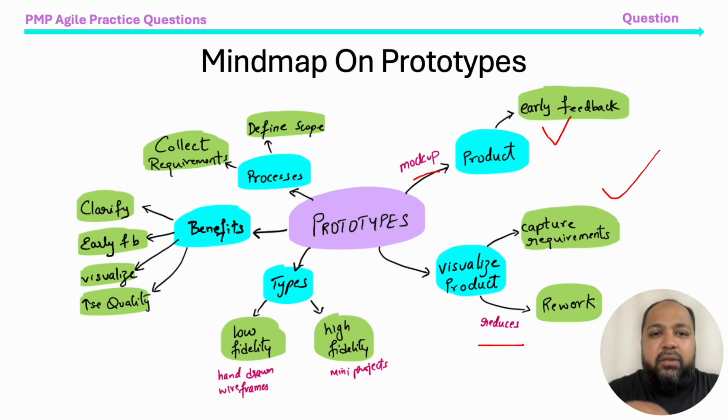You don't have to write the full history of prototypes over here. Just this mind map can summarize what you have learned. Okay, prototypes are of 2 types: low fidelity prototypes and high fidelity. Low fidelity are things like hand-drawn sketches or wireframes. High fidelity are like mini projects where you want to validate something.